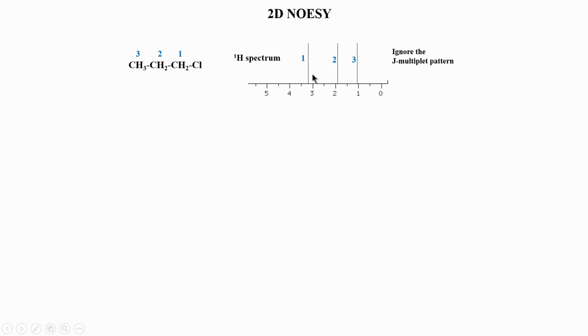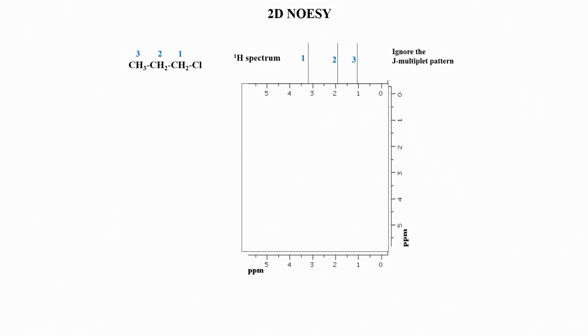Let us say now I record a 1D spectrum, and again let us ignore the J coupling pattern in this particular spectrum. It will be present, but we are not interested in it, and we will not analyze that. So, 3, 2, 1 are the 3 peaks which are seen, again based on the inductive effect. 3 is very far from chlorine, so 3 will come close to 1 ppm, 2 is in the middle, and 1 is close to chlorine, so it is de-shielded.